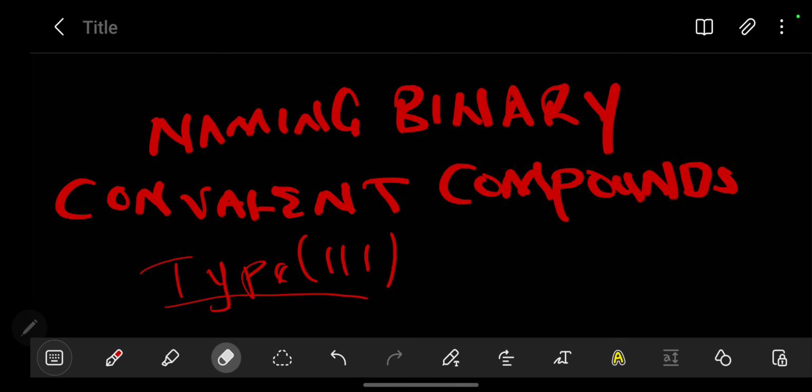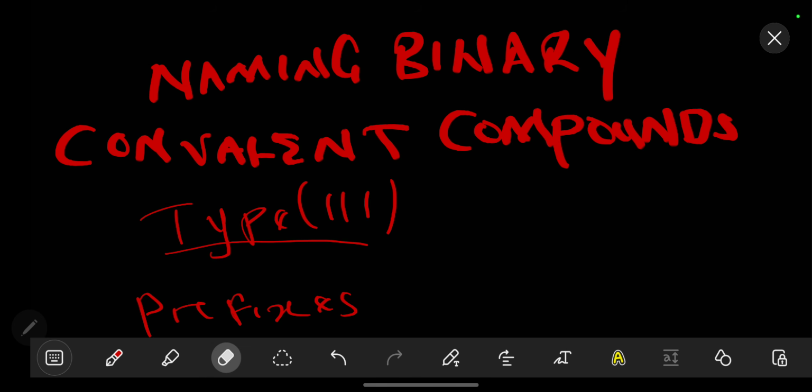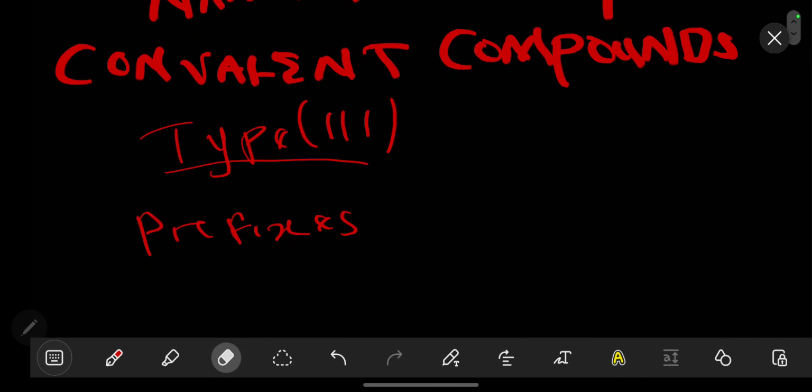So here today we are going to be looking at the naming of binary covalent compounds, which is type 3. We have done type 1 and type 2. So now, binary covalent compounds, these are compounds that are only composed of non-metals. So naming binary covalent compounds, you need to know some prefixes. So prefixes are words that are put before the element itself.